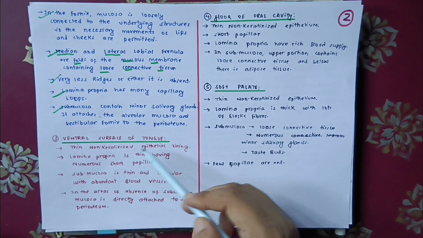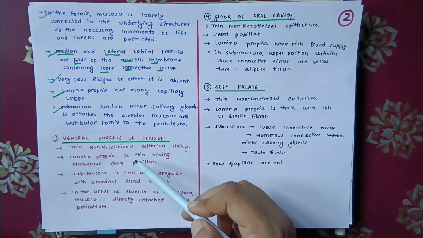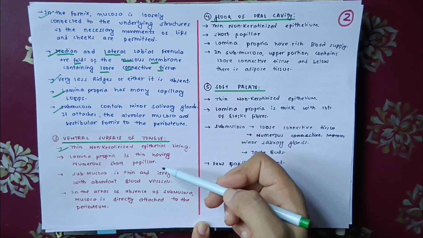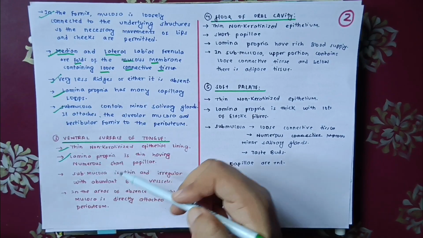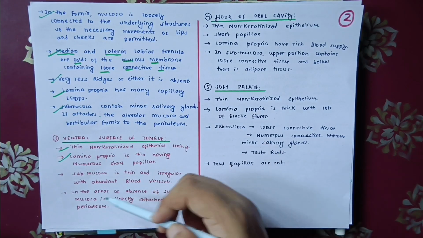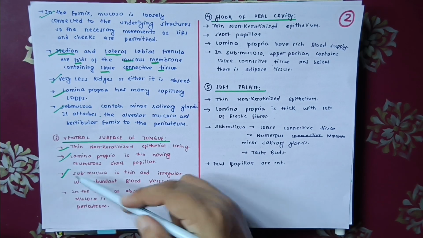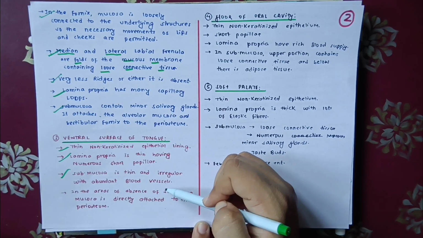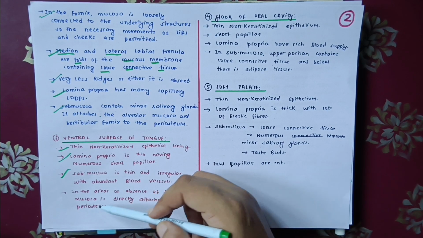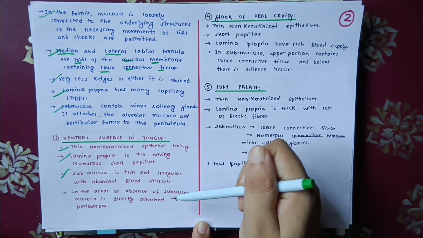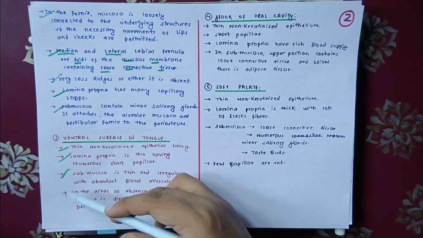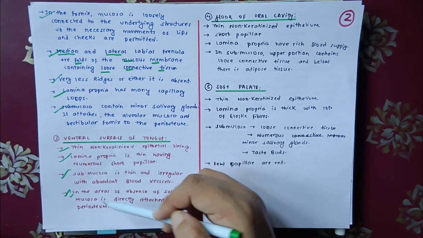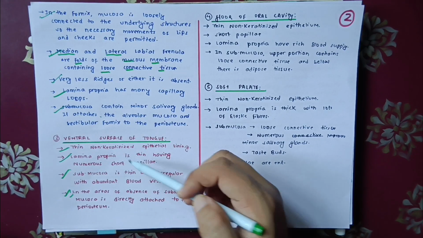After that, the ventral surface of the tongue. There is also a thin non-keratinized epithelial lining, and the lamina propria is thin, having numerous short papillae. So the same thing is here. After that, the submucosa is thin and irregular with abundant blood vessels. In the areas where the submucosa is absent, the mucosa is directly attached to the periosteum. Those points are very easy to understand. These are the histological features of the ventral surface of the tongue.